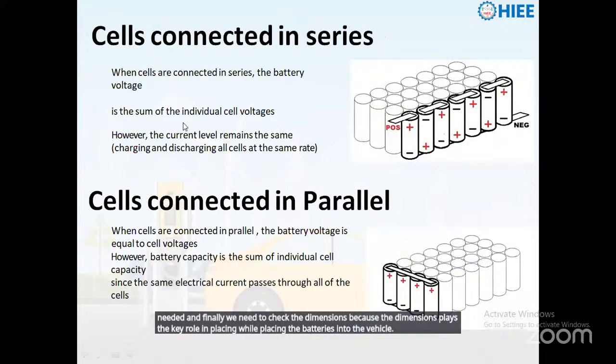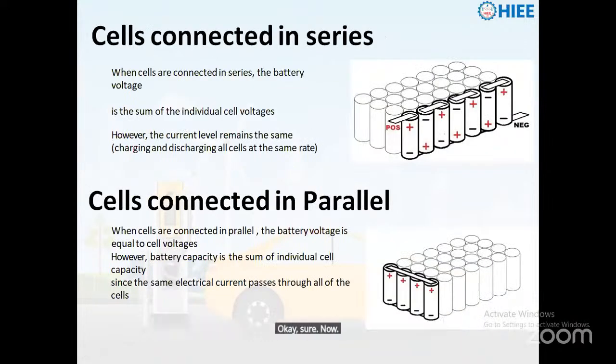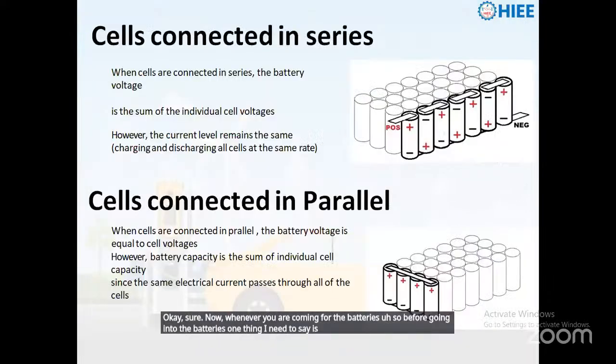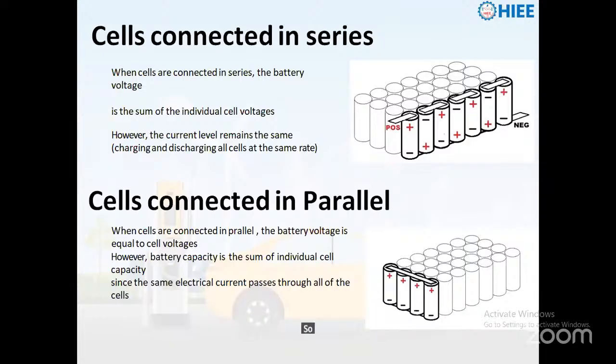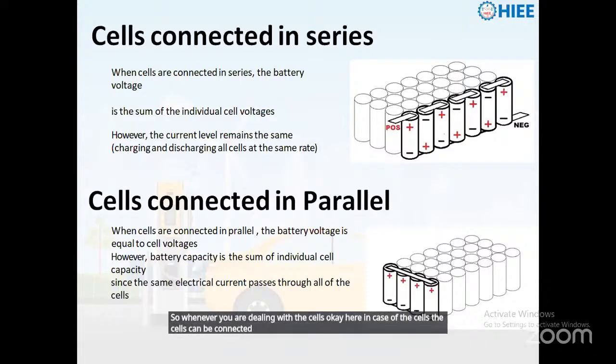Now, before going into the batteries, one thing I need to say is that a battery contains cells, and the combination of cells will result in modules. The cells can be connected in series, or they can also be connected in parallel. The difference between connecting the cells in series and in parallel is the sum of voltages and the sum of currents.